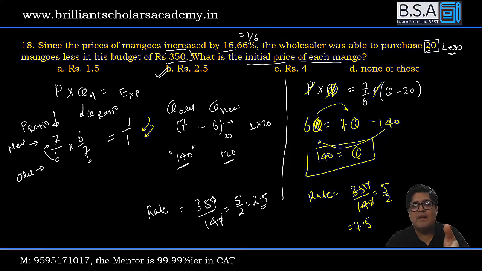वैसे आजकल CAT में in arithmetic also equation बन जाता है. You have to form or create an equation.